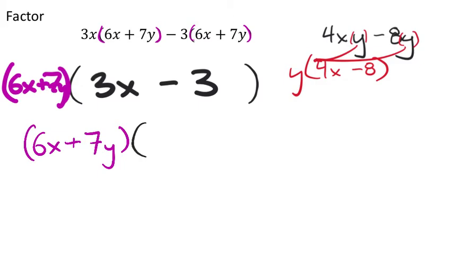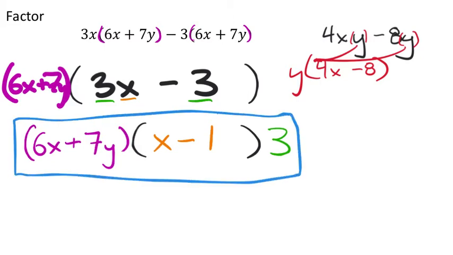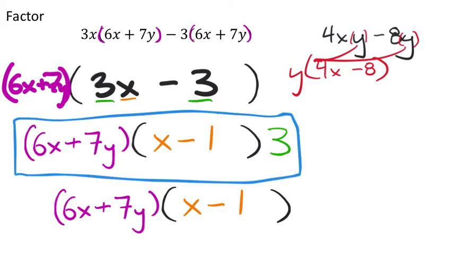But the parentheses there, the 3x minus 3, these both have 3's right there. Not x's, of course, but you should factor out a 3 right there. And then what are you left with? Well, you got the x, and then you got the -3 divided by 3, which is -1. And now we would call this fully factored. If you put the 3 in the front, it's the same thing.